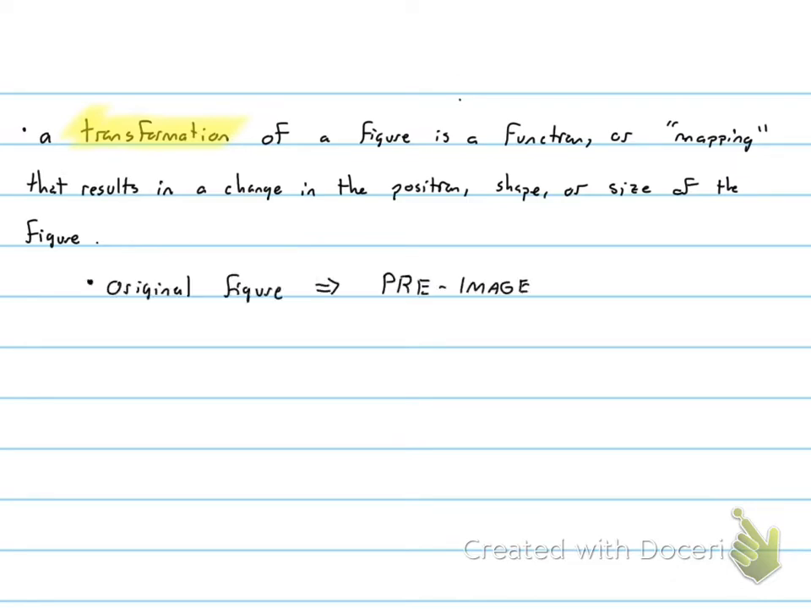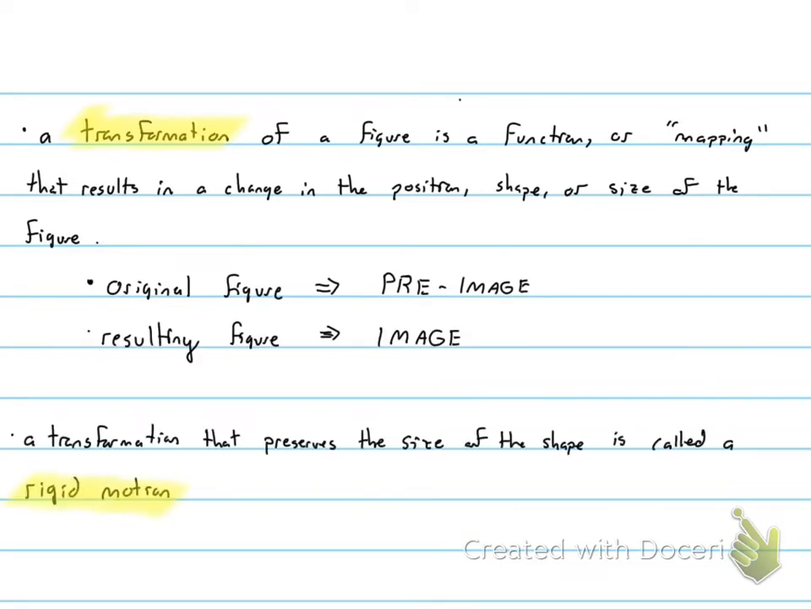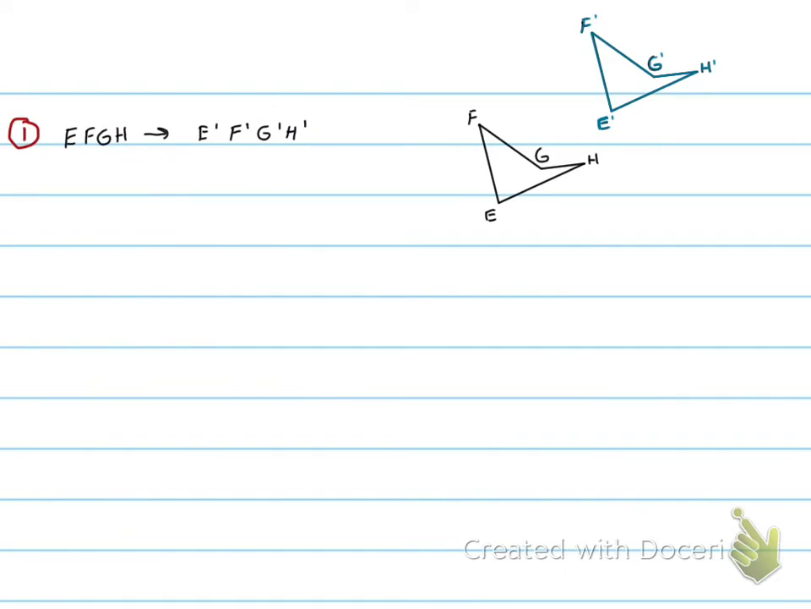Some vocab here: the original figure we call the pre-image, and the resulting figure we'll call the image. A transformation that preserves the size of the shape is called a rigid motion. So if you move the shape around and it looks like a copy of it, then it's called a rigid motion. So for example, we're mapping polygon EFGH to E'F'G'H'. Now notice here that those shapes look identical. They look like copies of each other.